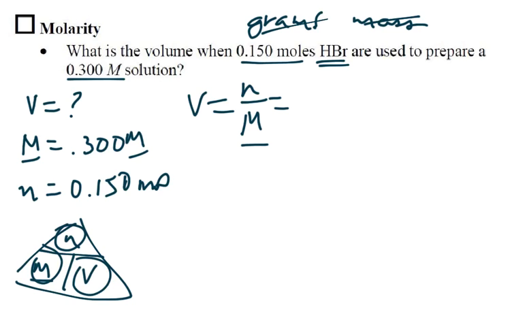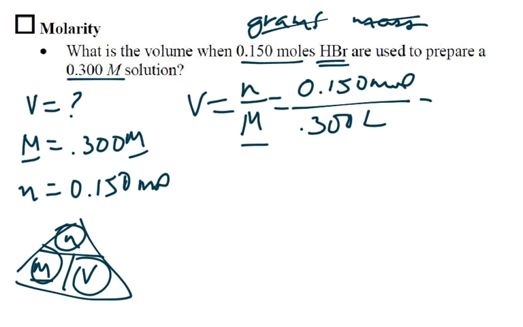Okay, put in my numbers here. So 0.150 moles divided by 0.300 liters. Okay, and when we get down, I can see 0.15 divided by 0.3. That is going to be about a half.